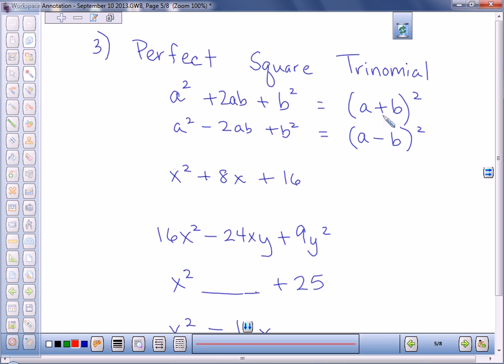And the sign right here is going to let us know what we're looking at. If it's a sum here, it's a sum here. If it's a difference here, it's a difference here. And we can always check our answer by expanding the binomial back out.